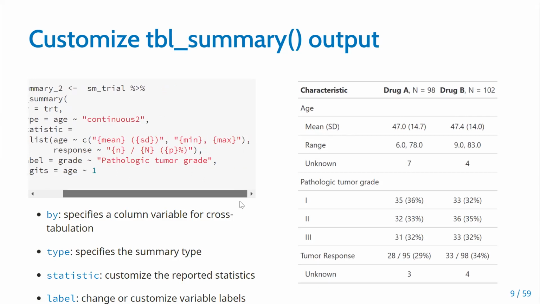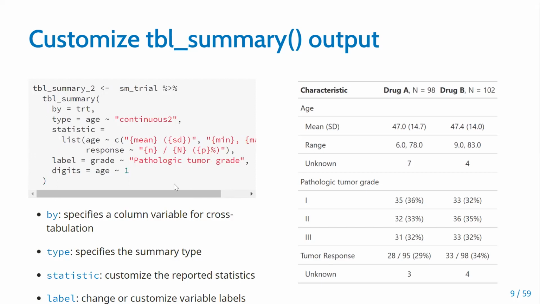You can see in the table on the right that you are getting the mean and standard deviation and the range. We've also used the by argument to produce these summary statistics by the treatment that the patients received. So you can see at the top here, we have drug A, drug B, and it automatically populates the number of observations for you as well. We're using the label argument to change the default label. If you don't label your data, it's just going to use the column names. So you would very commonly use the label argument in tbl_summary to update that to something more human readable. Here we changed the label from tumor grade to pathologic tumor grade.